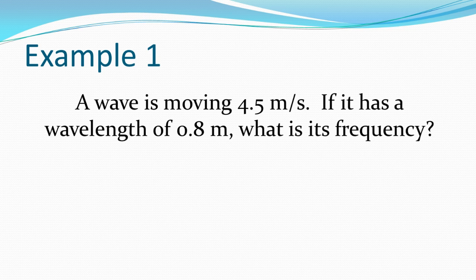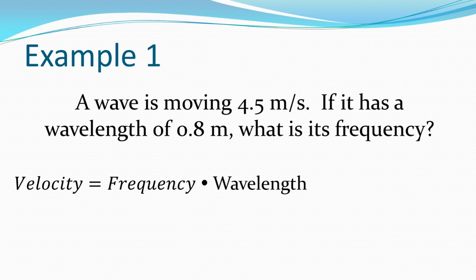A wave is moving 4.5 meters per second. If it has a wavelength of 0.8 meters, what is its frequency? I need to choose the proper equation. I'm given the speed of the wave, 4.5 meters per second. I'm given the wavelength and I'm looking for the frequency. I need to find a formula that has the speed, wavelength, and frequency all in one formula. I'm going to use the original formula, velocity equals frequency times wavelength. Substitute the information I know in. The velocity is 4.5 meters per second, the frequency is unknown, and the wavelength is 0.8 meters.